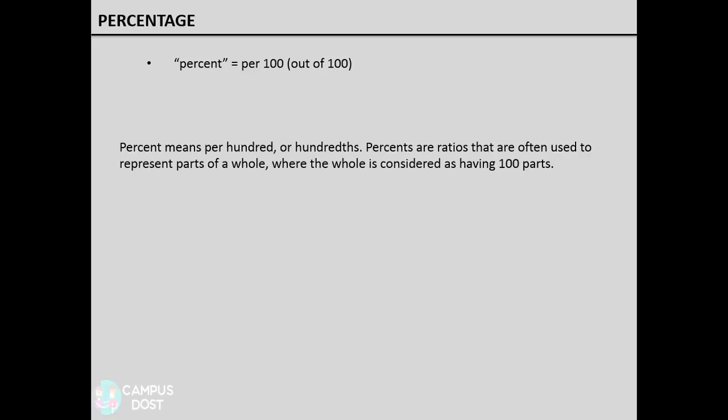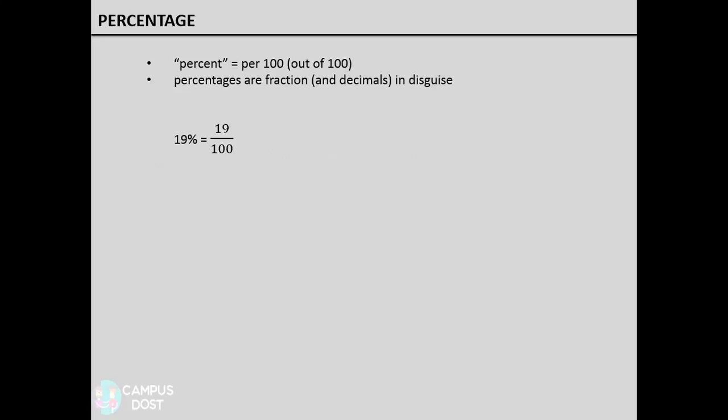In this lesson, we will take an introductory look at percent. Now to begin, the word percent literally means per 100. So, percentages are essentially fractions and decimals in disguise. For example, 19% literally means 19 to 100, and since we already know how to convert fractions to decimals, we can say that 19 to 100 is equal to 0.19.